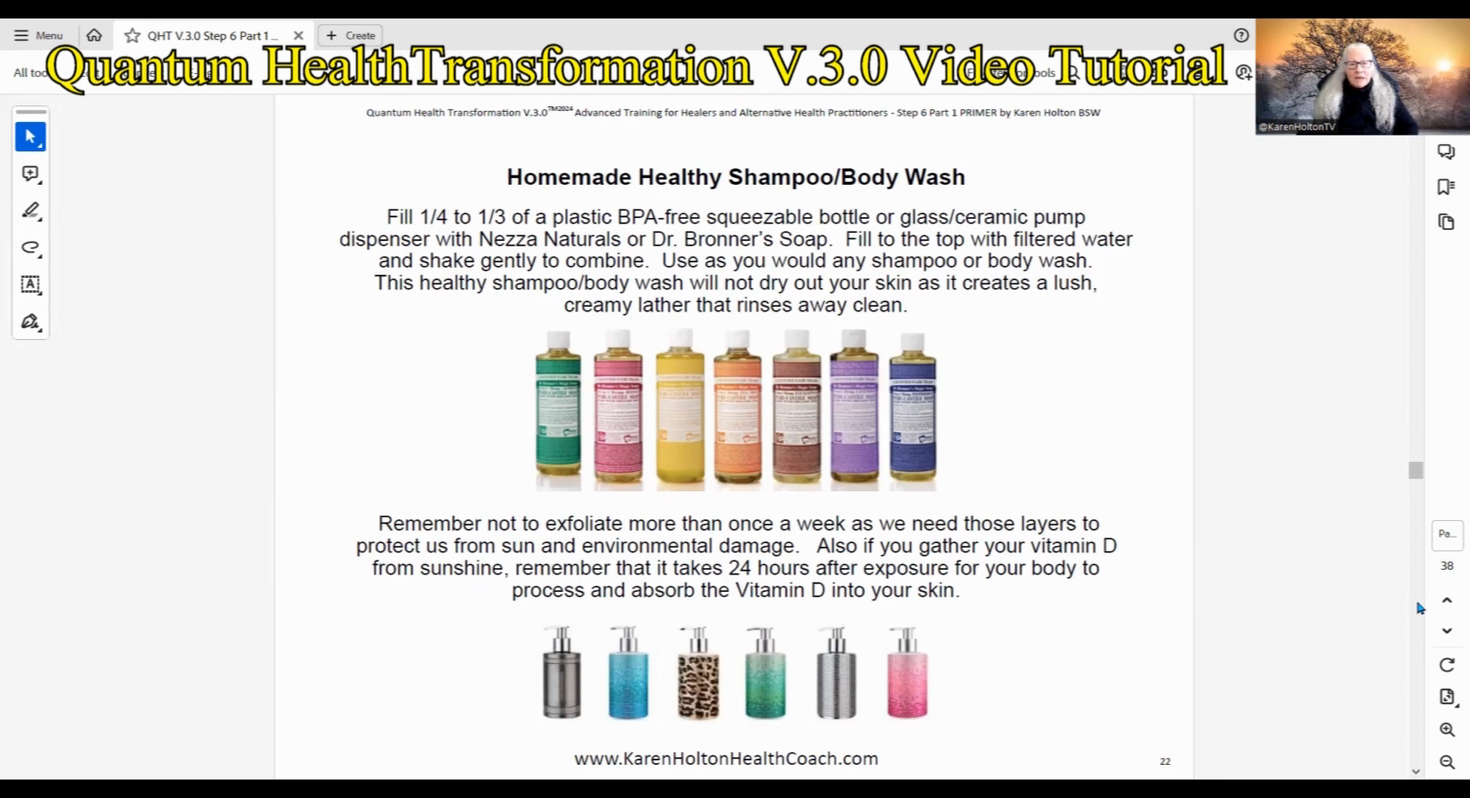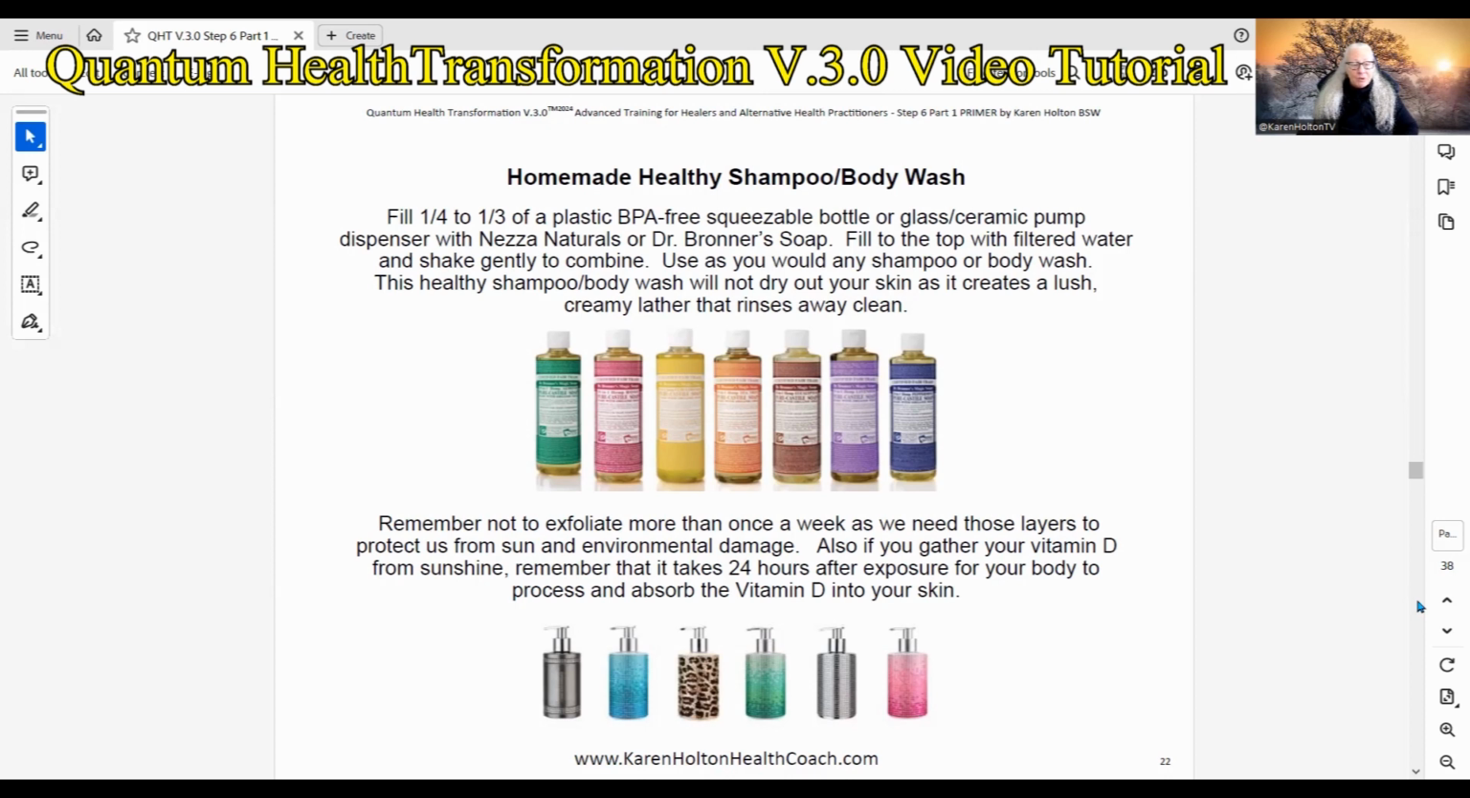So here's some homemade healthy shampoo and body wash. Simply fill 1/4 to 1/3 of a plastic BPA-free squeezable bottle or a glass or ceramic pump dispenser with Neza Naturals or Dr. Bronner's soap. Fill to the top with filtered water and shake gently to combine. Use as you would any shampoo or body wash.